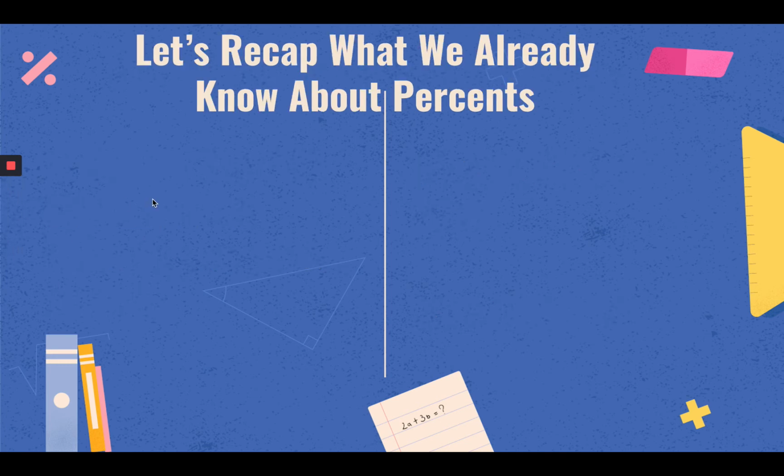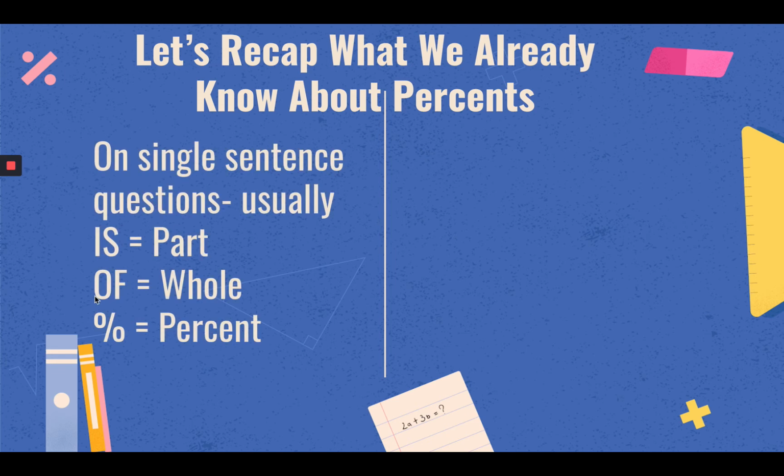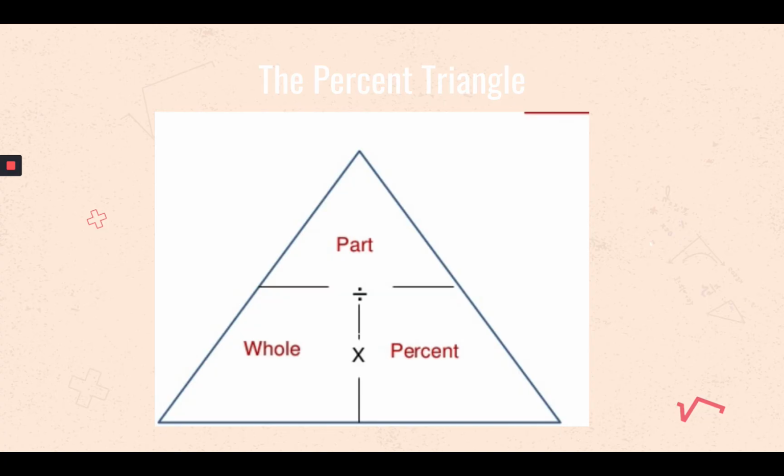So there's that trick to help you on the single sentence questions. Usually is means part, of is the whole, and percent has a symbol. So 9 would be the part, 25 has the percent symbol, so that's the percent of 36. Of is the whole amount. Then the other trick, and the last trick that I always recommend, is your percent triangle.